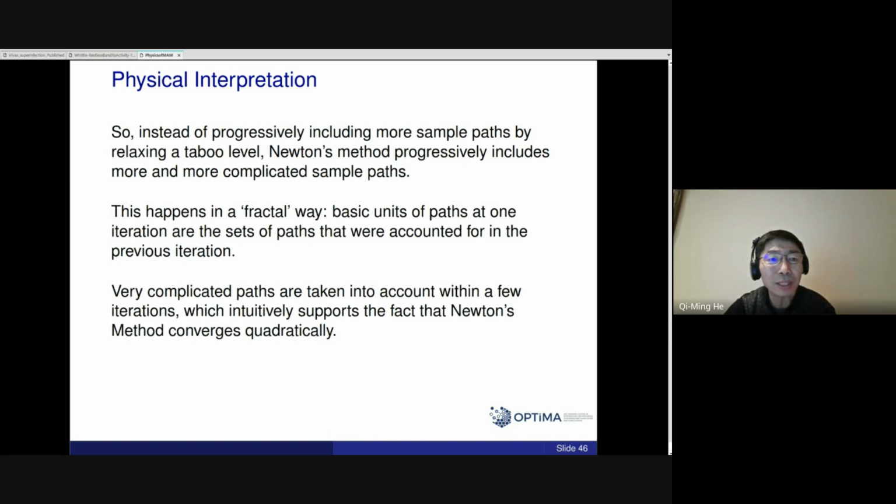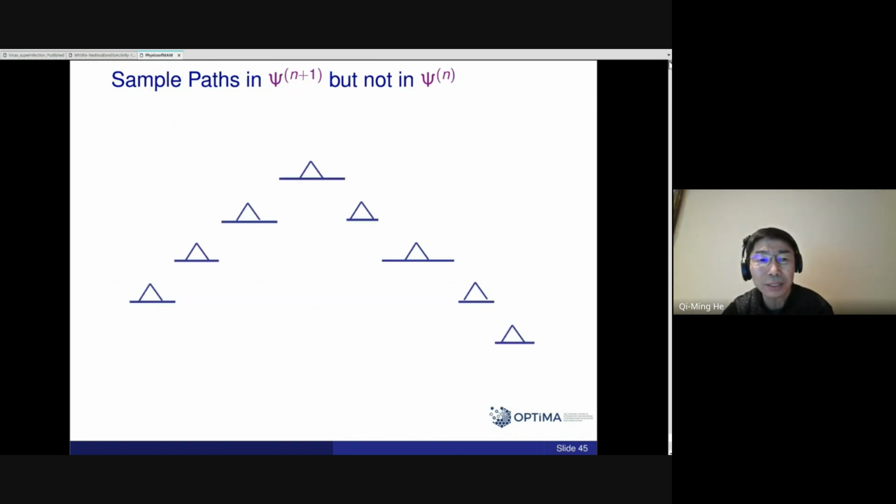My question is about this physical interpretation. Let's take the last one as an example. Actually, I think my question is simple. Is this physical interpretation unique?